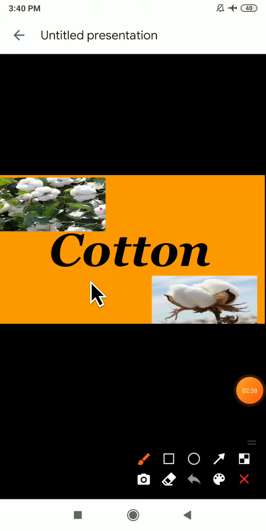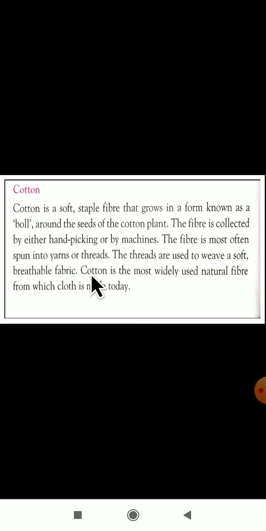See dear students, this is the cotton plant. Can you see here how it grows on the plant? Here I have put the pictures. You can see it. Let us see about cotton.